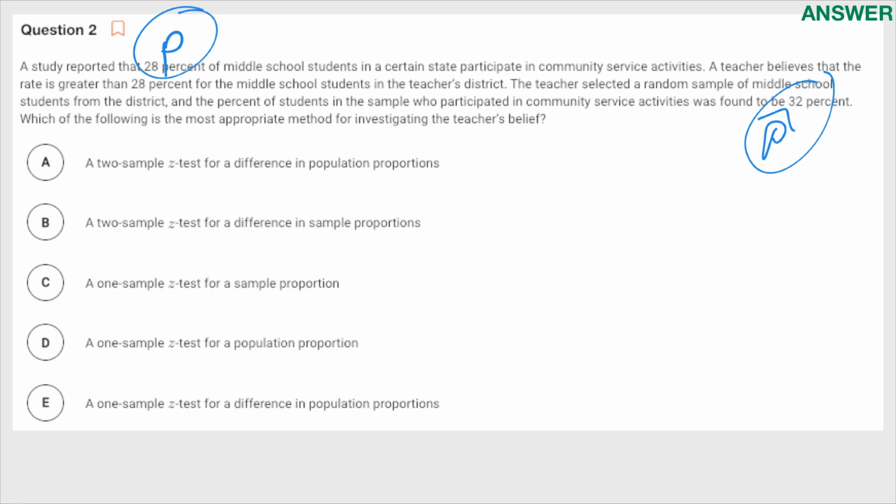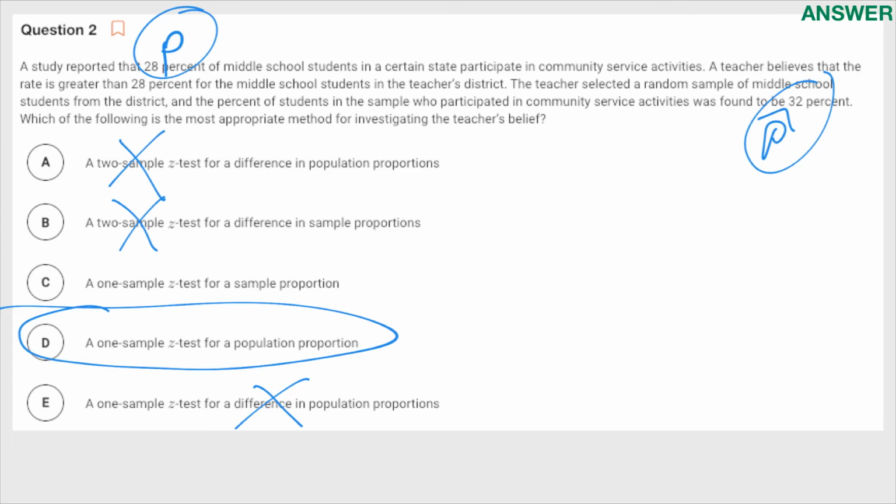Since there's only one group, we do not have two samples, and we don't have a difference in proportions, so we're down to C and D. Should this be a one-sample z-test for a sample proportion or a one-sample z-test for a population proportion? We run hypothesis tests and confidence intervals to make conclusions about population numbers, so the correct option, the correct title, is D.